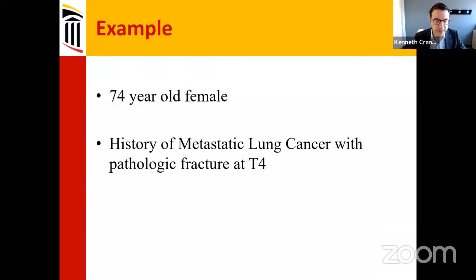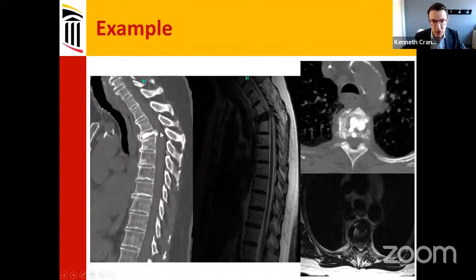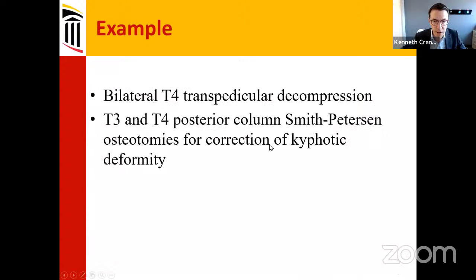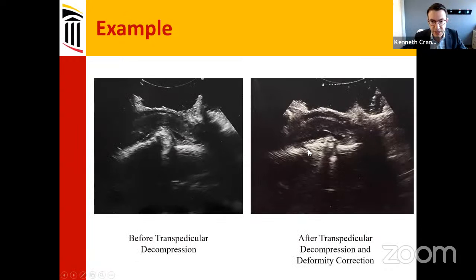One quick case, this is just to start things off: a 74-year-old female with a pathologic fracture with a retropulsed bony fragment into the spinal canal, causing spinal cord compression. And basically we performed a transpedicular decompression as well as posterior osteotomies. And you can see this is the ultrasound image before we did the decompression, showing the fairly significant compression of the spinal cord.